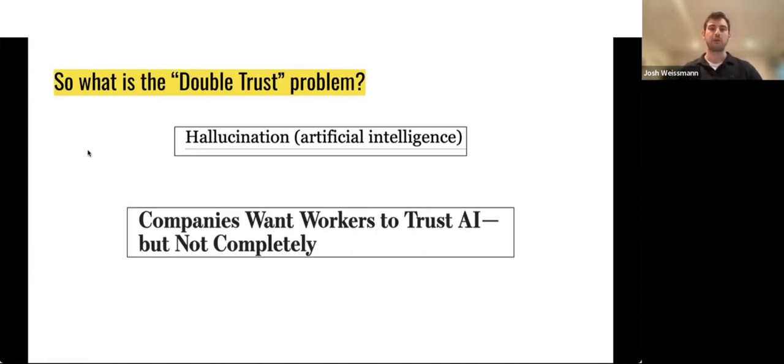Here are 2 Wall Street Journal articles, the headlines from them. The first one says hallucination, artificial intelligence. And the second one says companies want workers to trust AI, but not completely. Hallucinations are when chatbots, let's say ChatGPT, sound completely confident in what they're telling you, but it is completely wrong. And that total hallucination happens all the time, and it's something that people watch out for. How is that possible, right?